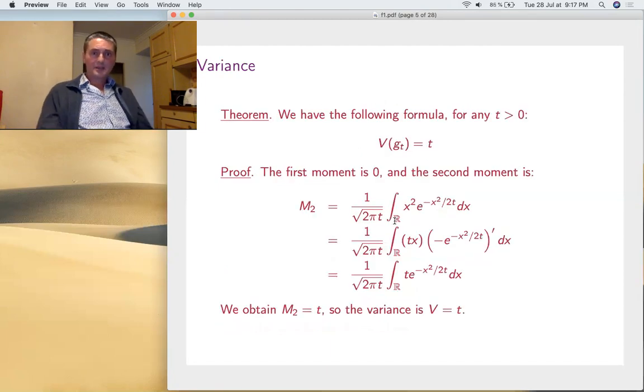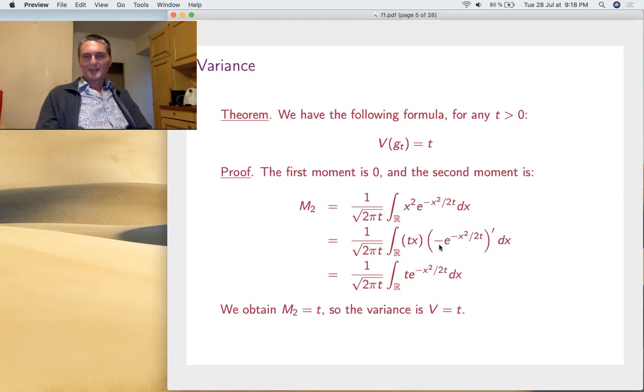Now, as a first thing, let's try to compute the variance. That's a very elementary thing. So the claim is that this is t for G_t. How to compute it? These are centered, so the variance is just the second moment, right? So let's compute the second moment. I put my density here, and I insert an x squared here. Then this thing you can write this way, and now you can do a partial integration.